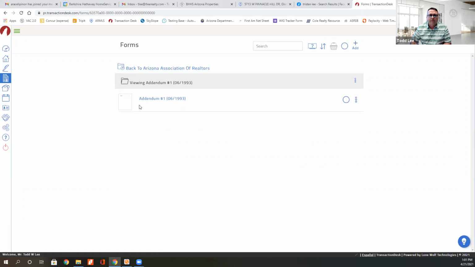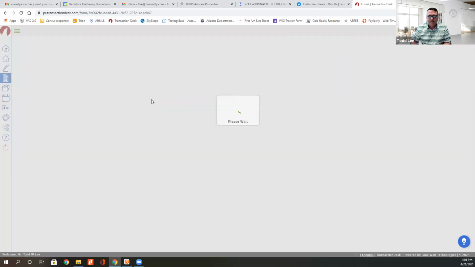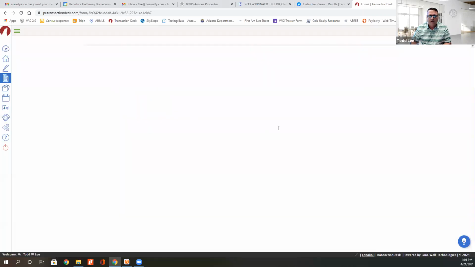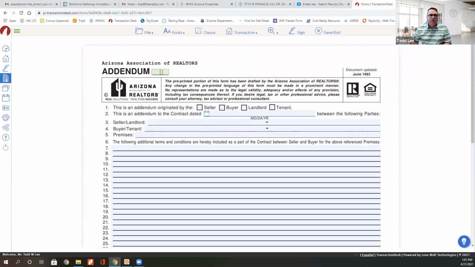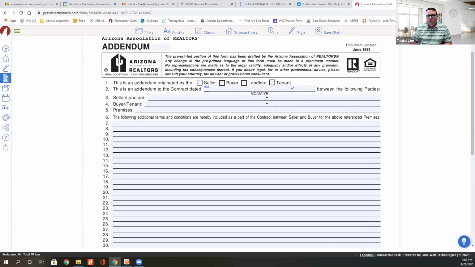We'll just pull up an addendum. So on a blank addendum, make sure that you number it at the top accordingly. If it's the first addendum to your contract, make sure you put in your number 1. It doesn't matter that it says addendum number 1 on the sheet, you have to number it once you open it up here. Buyer or seller, landlord or tenant, who is the one that's initiating this. The agreement of the contract dated with it.